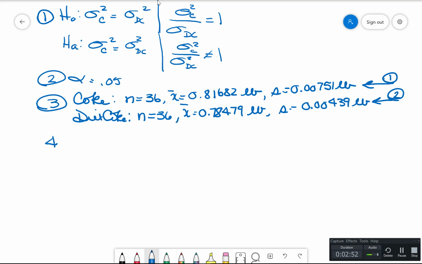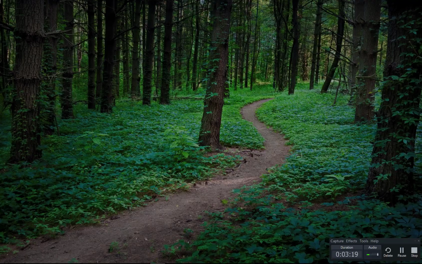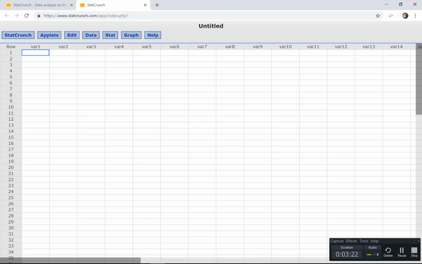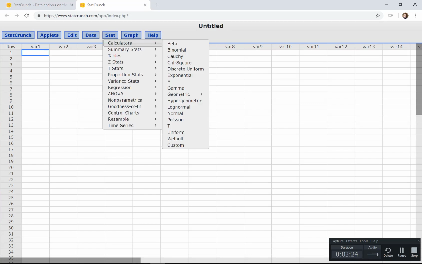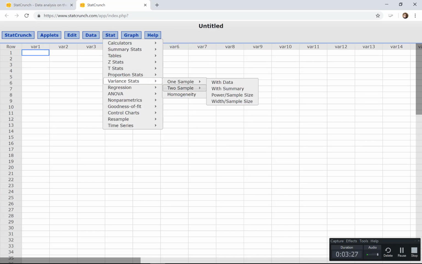So now in step 4, we're going to write the formula of what we're going to do. We're going to use an F test. And our F ratio is our variation of sample 1 over our variation in sample 2. Okay, now this is where we're going to go to StatCrunch and actually do the math. So let's do that. And so I'm going to go to Stat, and I'm going to do variance statistics, two sample, but I'm going to go down to with summary.